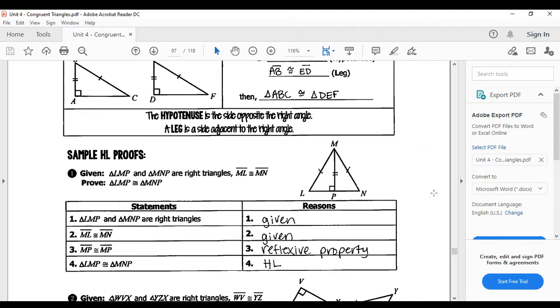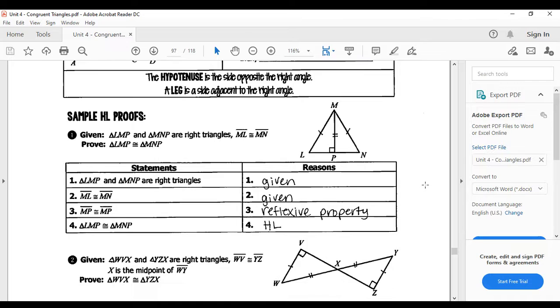It is pretty basic, but it is different in that we're using hypotenuse leg. Technically, those are two sides, but in a normal proof we couldn't just say side, side. It has to be side, side, side. With a right triangle it's a little bit different, and we can just say hypotenuse leg. I will let you copy that down, and you can pause if you still need more time. I'm going to scroll to the very last proof, and then that'll be it.